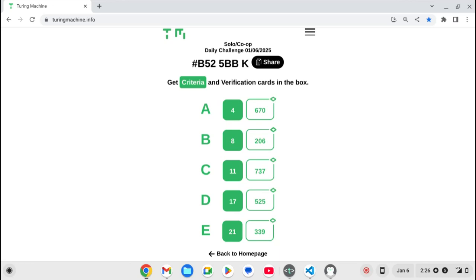Let's begin. Today's January 6th, 2025, and we're solving the Daily Turing Machine Puzzle. Today's puzzle uses the following 5 criteria cards: criteria cards 4, 8, 11, 17, and 21. And the puzzle uses the green verification cards. The code above is your way to get more information on today's puzzle by searching the code on turingmachine.info. Let's go solve.